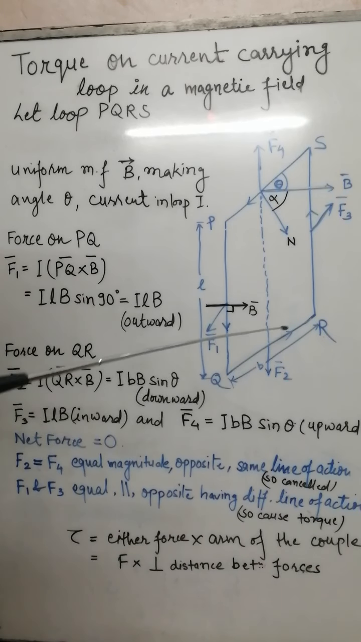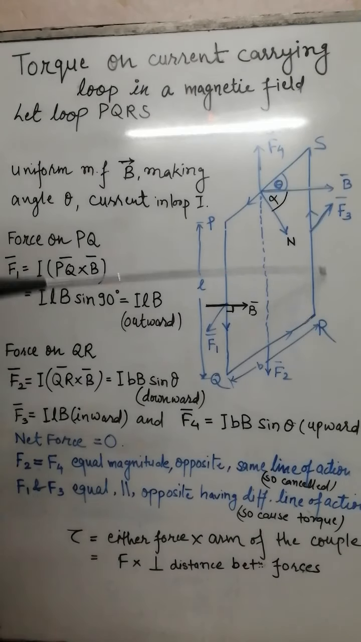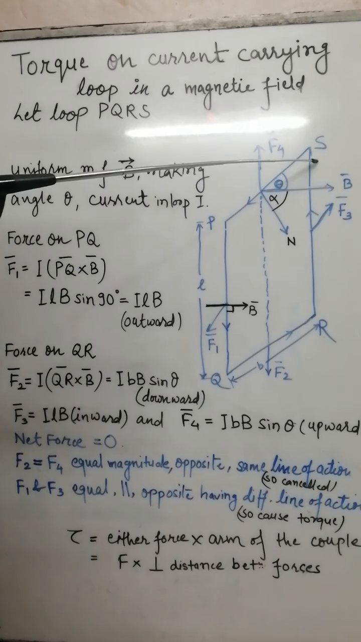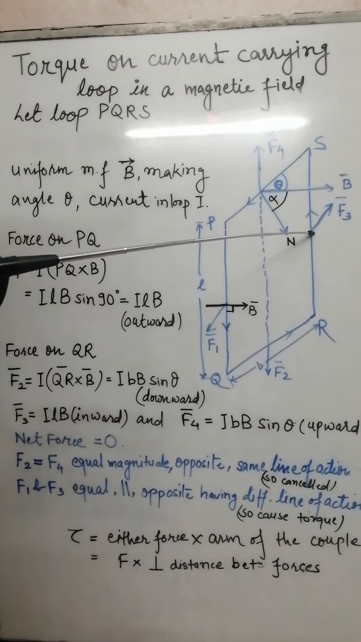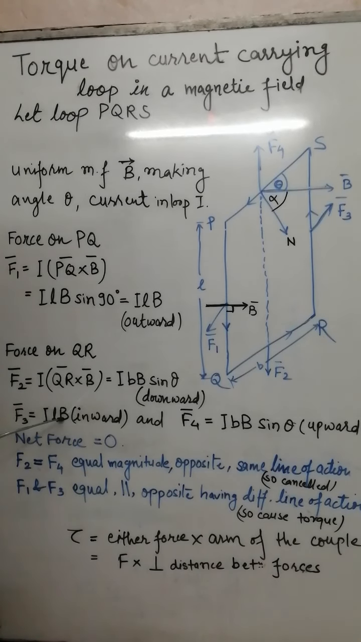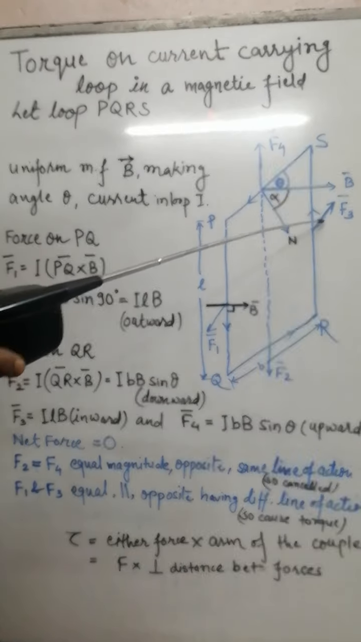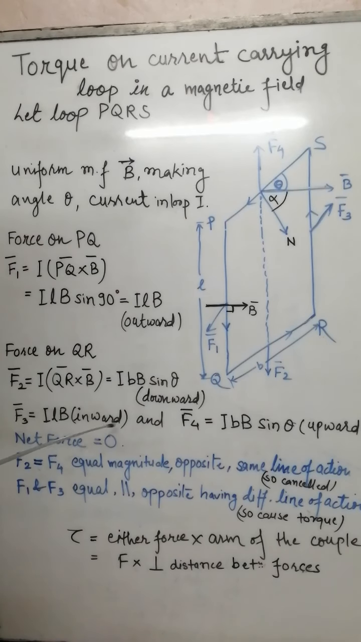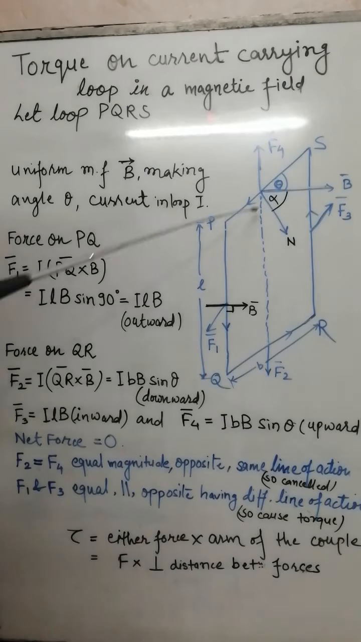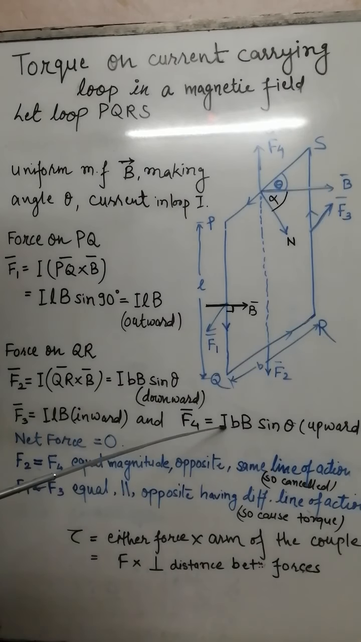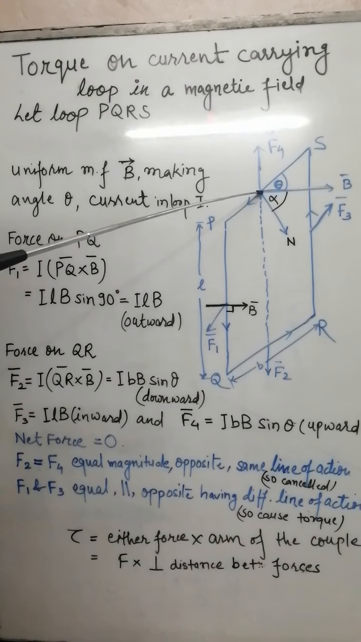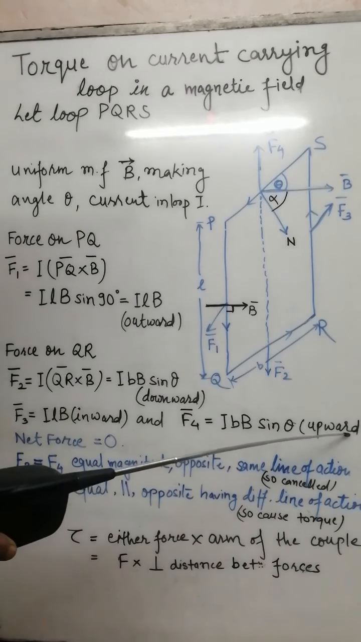Similarly, if we find the force experienced by arm RS and SP, we will get F3 is equal to I L B, just like F1. Okay, and the direction will be inward into the paper. Okay, and the force F4 will be I L B sine theta, and the direction of force will be upward.